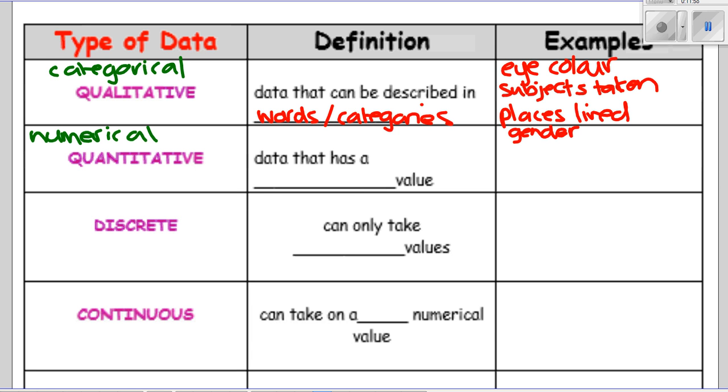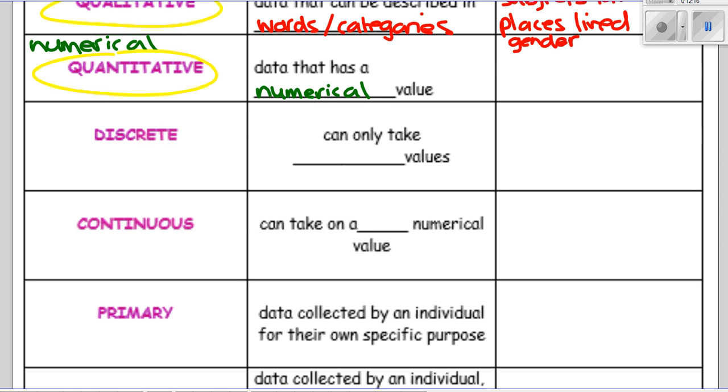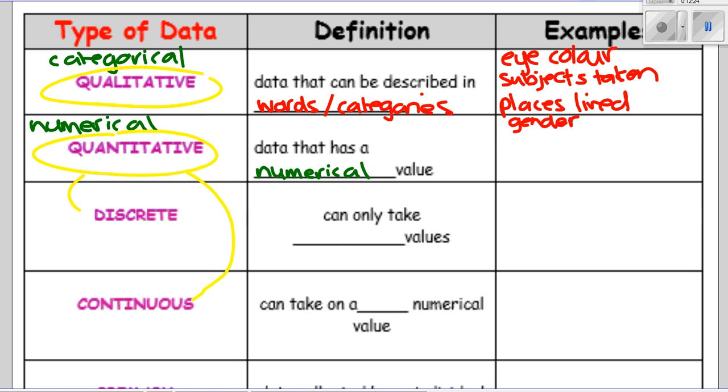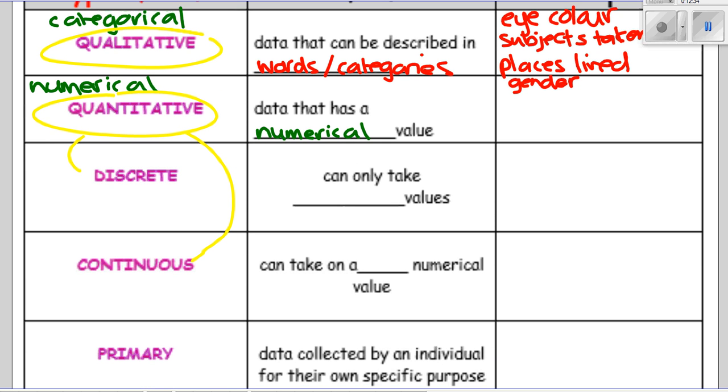Quantitative is data that has a number value or numerical value. So these are the two big ones, qualitative and quantitative. Quantitative can be either discrete or continuous. They're the two big umbrella terms, qualitative and quantitative, and quantitative can be discrete or continuous. Qualitative is just qualitative, in our course anyway.